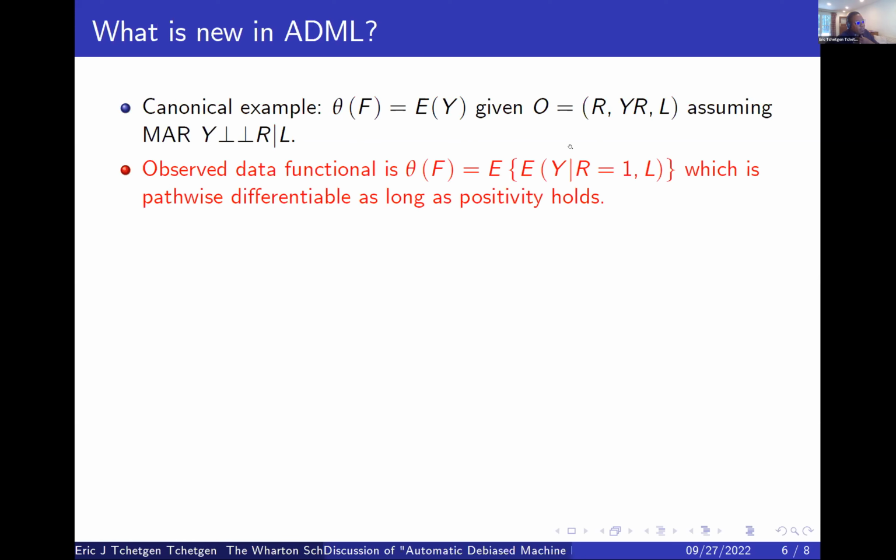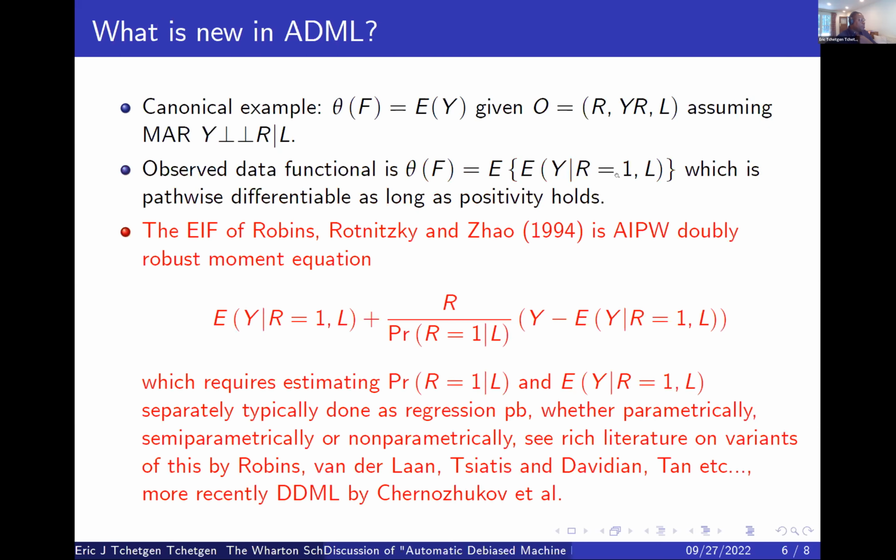And the observed data functional is, of course, given by the G formula. Take the expected value of the conditional expectation of Y given L among the complete cases. And this is a functional that is pathwise differentiable as long as positivity holds. You have at least this condition event makes sense.